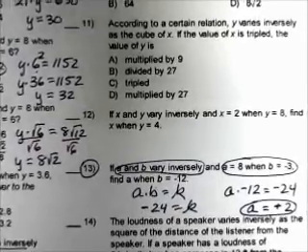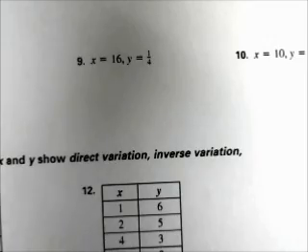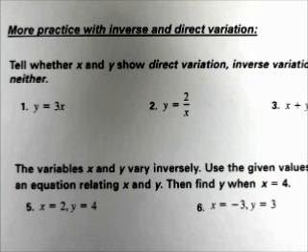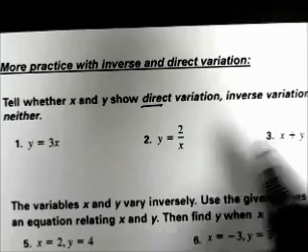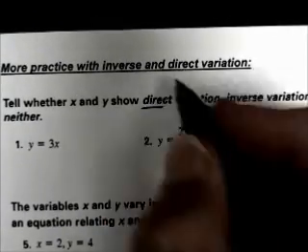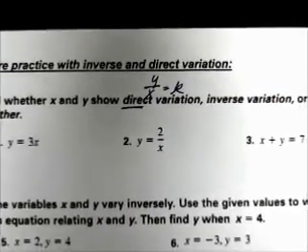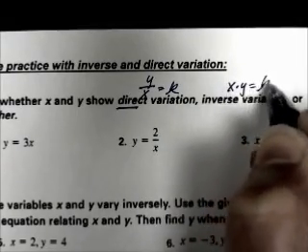Next, on to page 12, some selected problems here. Starting with number 1, tell whether x and y show direct variation, inverse variation, or neither. Okay, so for direct variation, remember divide. That would mean that x divided by y equals some constant k, or it could be y divided by x equals a constant k. For inverse variation, their product is a constant, x times y equals k.